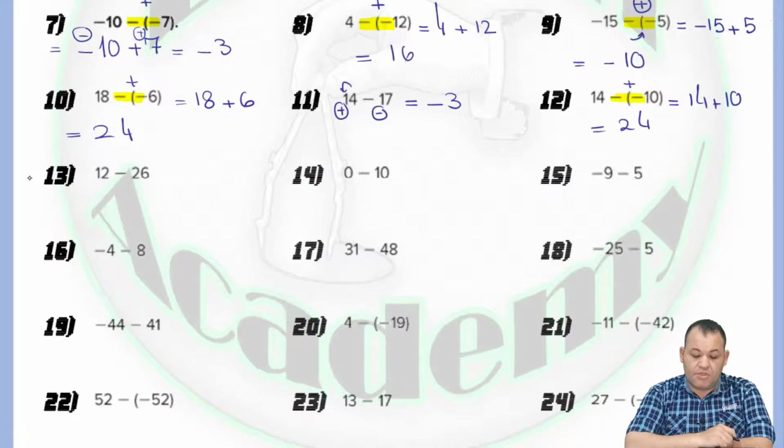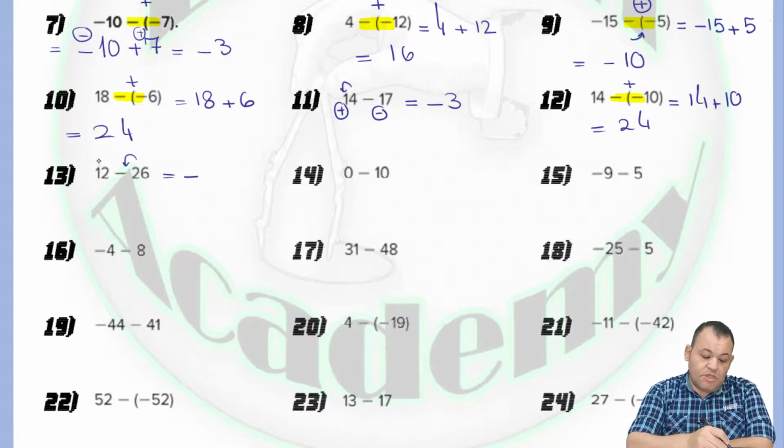In question number 13, we have 12 minus 26. 26 is greater than 12. 26 is negative because we said once you find minus, it means this number will be negative. If there is minus before any number, it means this number will be converted to negative. Because 26 is greater than 12, and the 26 now is negative, the answer will be negative.